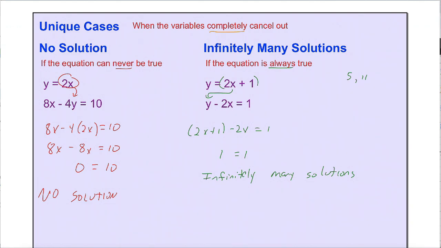Or you could pick another pair, let's say 2, 5. Well, 5 equals 2 times 2 plus 1. That's true. And 5 minus 2 times 2 equals 1. So this is another solution to the system of equations that actually works. You can come up with examples all day. And so the way we answer this is we say there are infinitely many solutions.